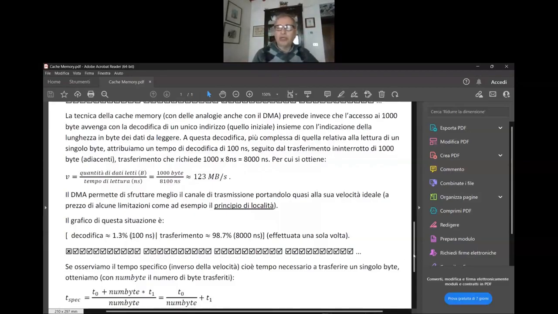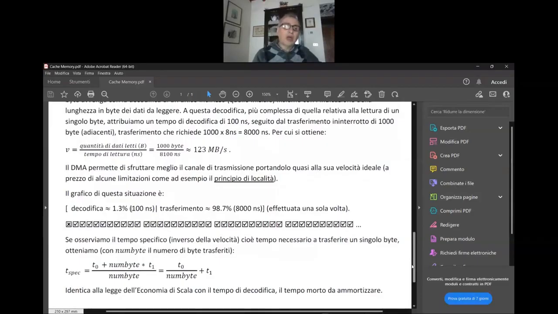Now let's come, as I told you, to economies of scale. If we take a moment to remember exactly how much time is needed to transfer a single byte of data, we can then redo the entire calculation using this little formula right here. We can write it like this. The time is given by the decoding time T0, in the case of the access width of the cache memory, plus the number of bytes downloaded multiplied by T1. T1 was the time that was sufficient to download a byte.